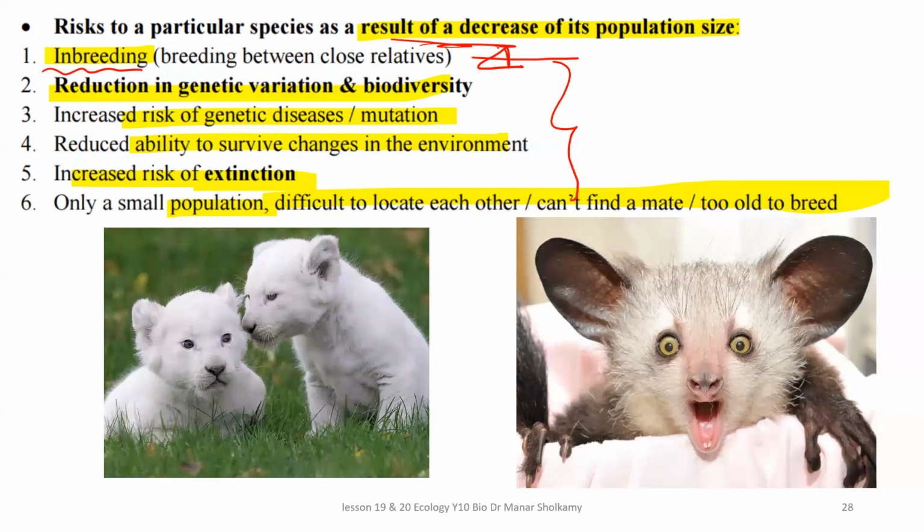What is inbreeding? It means animals that are siblings will breed. And this will increase the chances for the spread of genetic diseases. I want you to write it down here. It increases the risk of genetic disease and mutation. Because if you have a group of puppies and the dogs are siblings and they mate, if there is a genetic disease in that group of puppies, it will be passed on. There's a higher chance for genetic disease to be passed on.